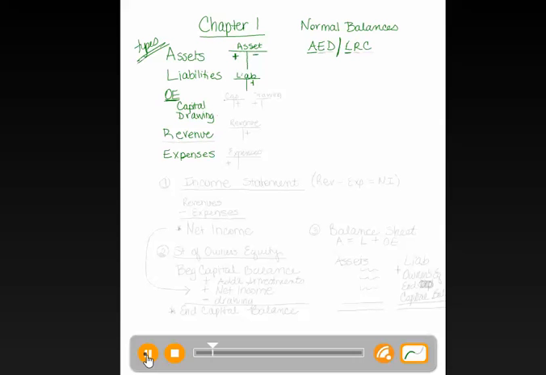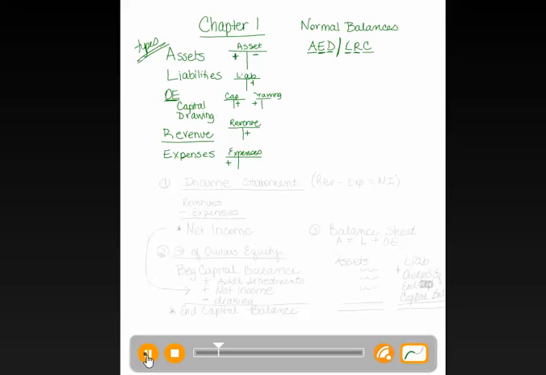Owner's equity has two different accounts. One is capital and one is drawing. And these have different normal balances. The capital account has a credit balance and the drawing account has a debit balance. Revenue is represented by the R, and all revenue accounts have a normal credit balance, and expenses is represented by the E up here, and expenses have a normal debit balance. So you must memorize this before journal entries are going to make sense to you.